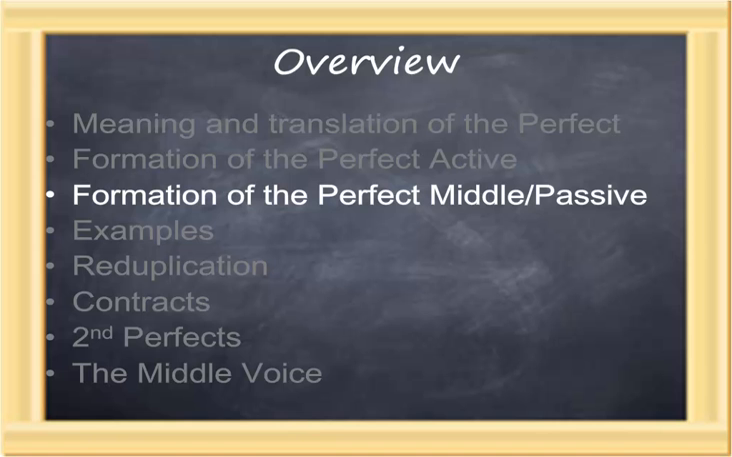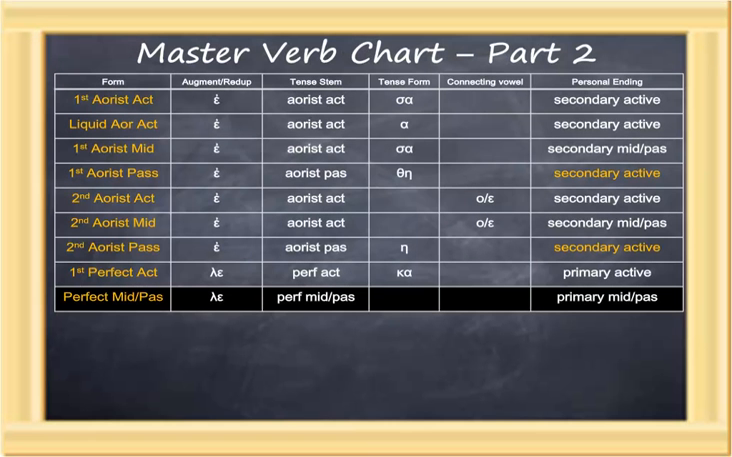The formation of the perfect middle passive. The perfect middle passive begins with reduplication, as in the perfect active. But in the case of the perfect middle passive, it is not the fourth principal part, but the fifth principal part, which provides the stem, the perfect middle passive stem. There is no tense formative and no connecting vowel, just the primary middle passive endings added directly to the stem.